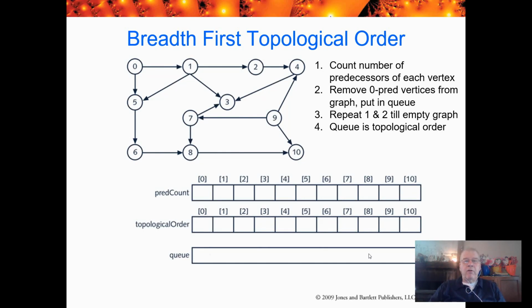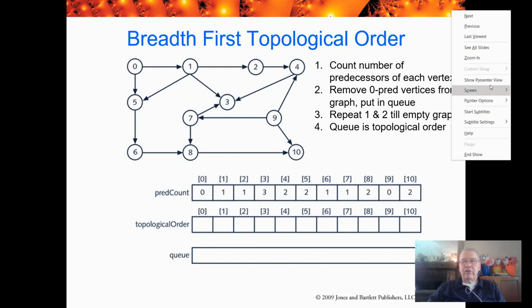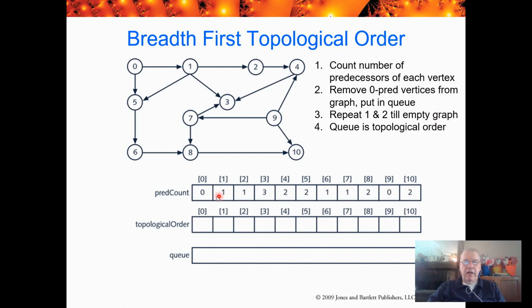So the first thing we do is count the number of predecessors. So let's do that, and we see in predecessor count that we've counted the predecessors, and in some cases there's 0 for 0 and 9. Node 0 has no predecessors. Node 9 has no predecessors. The others have between 1 and 3, but that doesn't really matter for now. So we take the first two, the ones that are 0 predecessor, that's step 2 up here, and we remove them from the graph, and put the name of the node, of the vertex, in the queue. And then repeat 1 and 2 until the graph is empty.